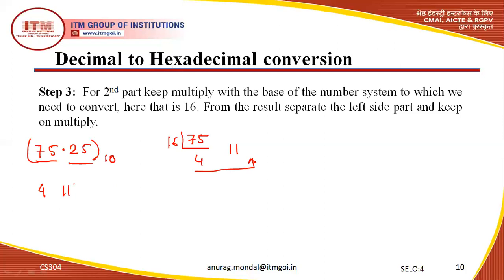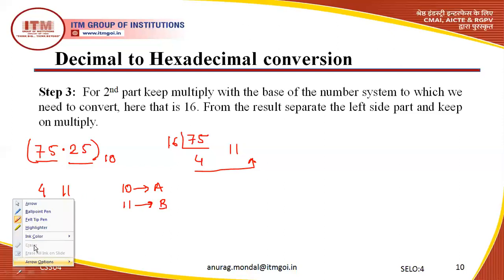So what is the equivalent of the 11? We have 10, that is equivalent to the A. We have 11 that is equivalent to the B. So we need to write down B over here. So that 4 as it is should be there, then B should be there.